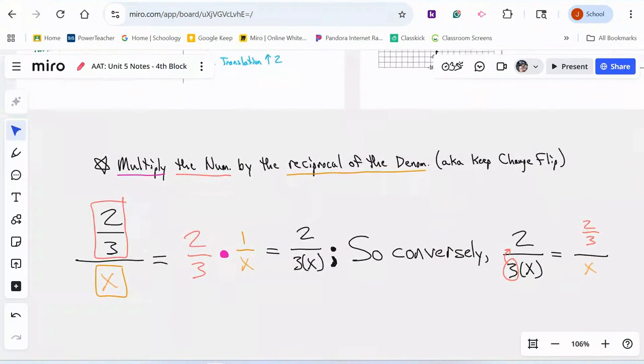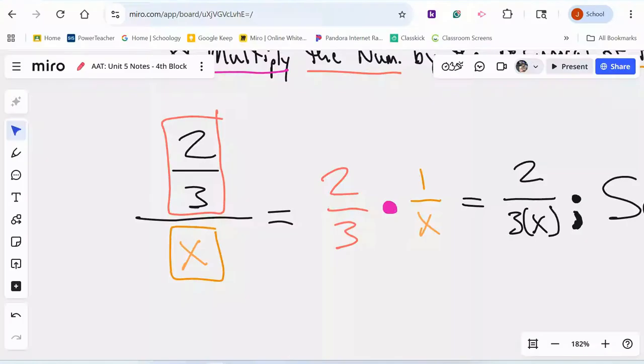So this goes way back to middle school when you were dividing with fractions. And the rule when you're dividing with fractions is we're going to rewrite it as multiplication, and we're going to multiply the numerator, keep it the same, by the reciprocal of the denominator. You may have heard the phrase keep, change, flip. So you can see in this example, we're going to keep the 2/3 the same.